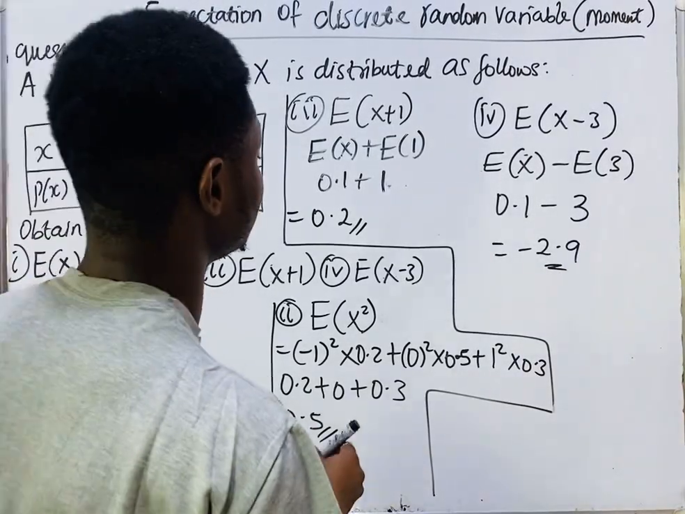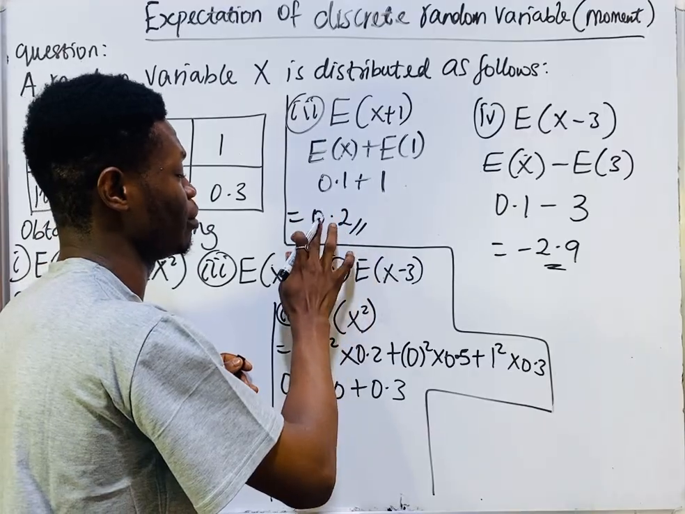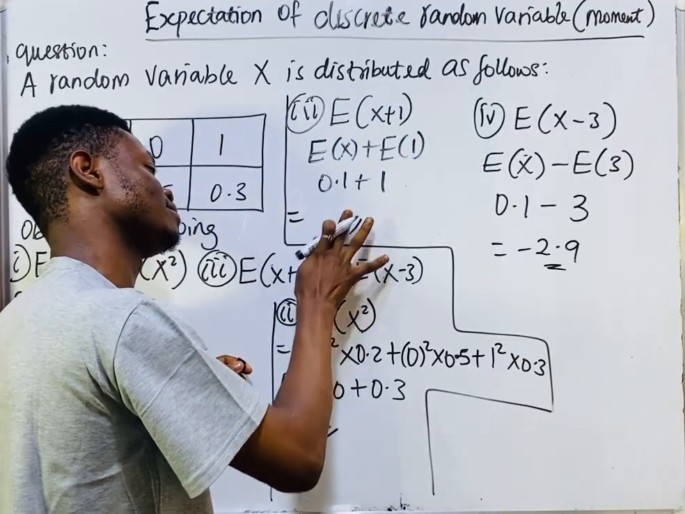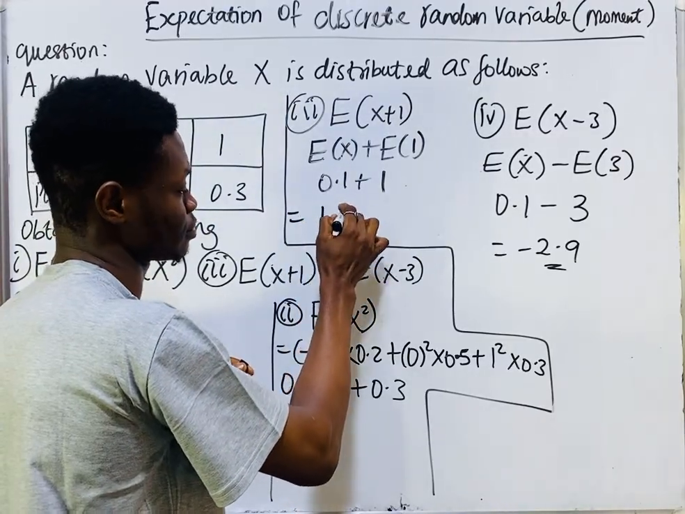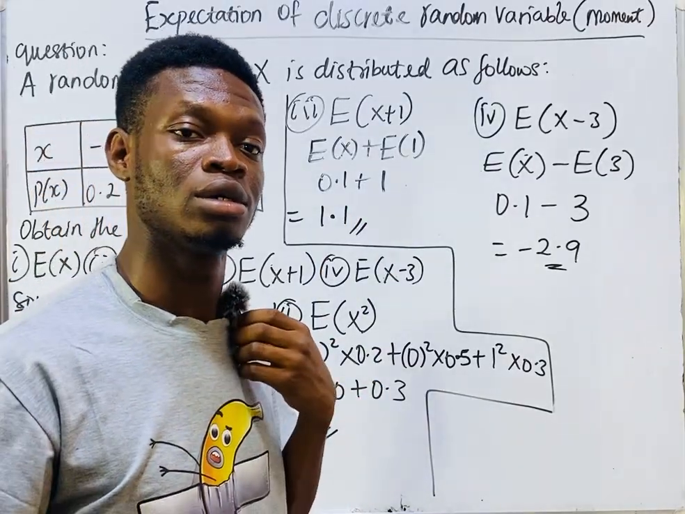Sorry, I made a mistake here. 0.1 plus 1 is 1.1. Sorry. So that's the correct answer.